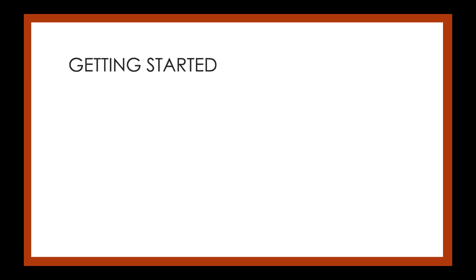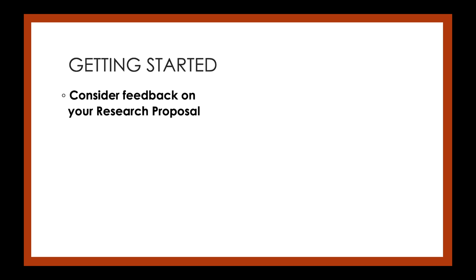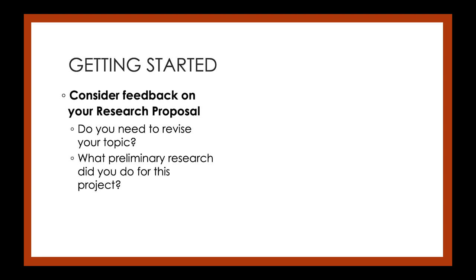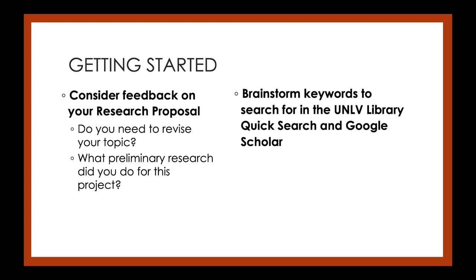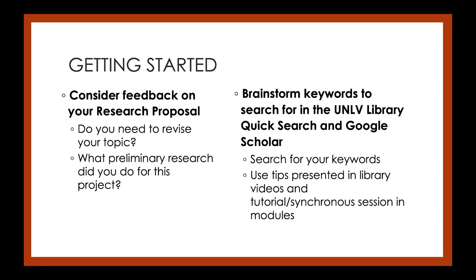When getting started with this project, consider feedback on your research proposal and make your own assessment of your first project. Should you revise your topic? Does it need to be more specific? What preliminary research did you do for your first project? Can it help you with your second project? Also, brainstorm keywords to search for in the UNLV Library Quick Search and Google Scholar. When you search for these keywords, use tips presented in library videos and the tutorial or synchronous session assignment in class modules. This will all make searching an easier process.